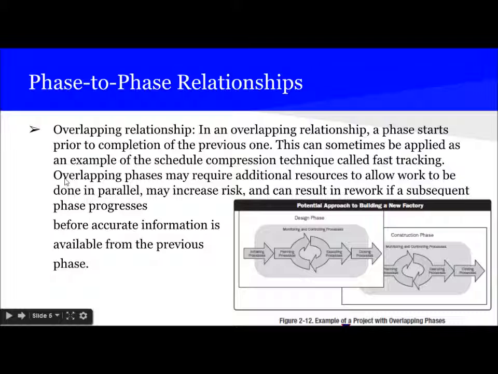Overlapping relationship. In an overlapping relationship, a phase starts prior to completion of the previous one. This can sometimes be applied as an example of the schedule compression technique called fast tracking. Overlapping phases may require additional resources to allow work to be done in parallel. But this kind of overlapping relationship may increase risk and can result in rework if a subsequent phase progresses before accurate information is available from the previous one. So the overlapping relationship is more risky.